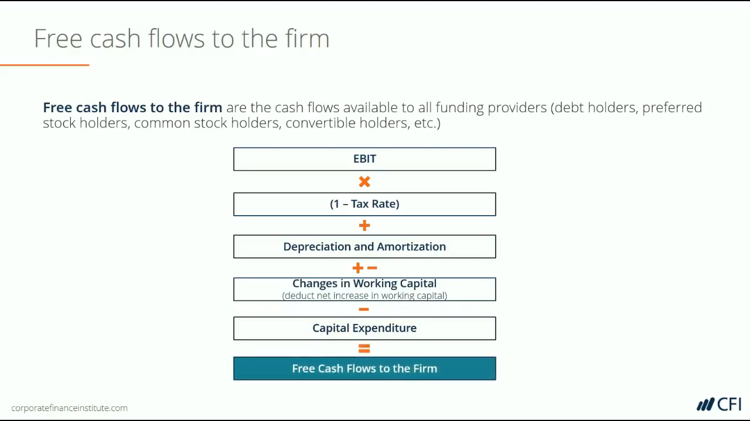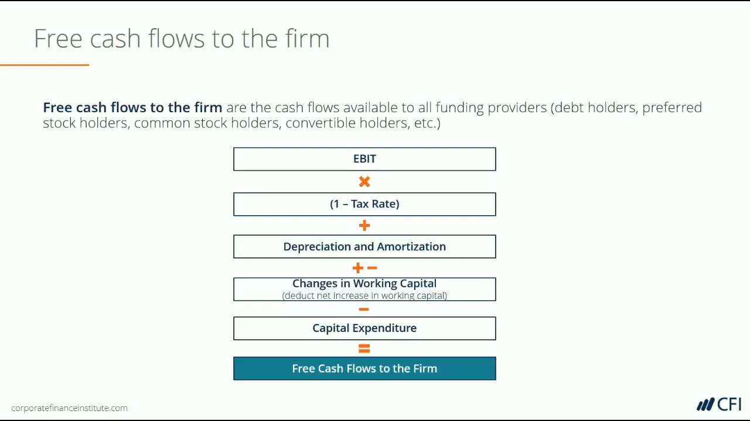Finally, we get the unlevered free cash flow, or the free cash flow to the firm. This is what we use to value the company for the forecast period. For the terminal value, we may use the free cash flow to the firm and grow it with a perpetual growth rate, or more likely, we'll use an exit multiple and assume the business is sold.